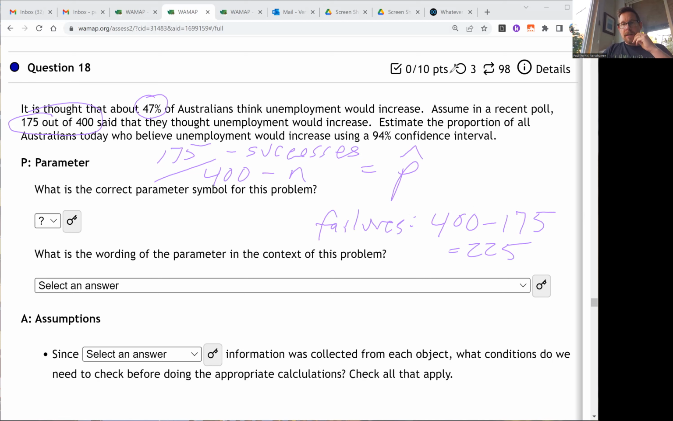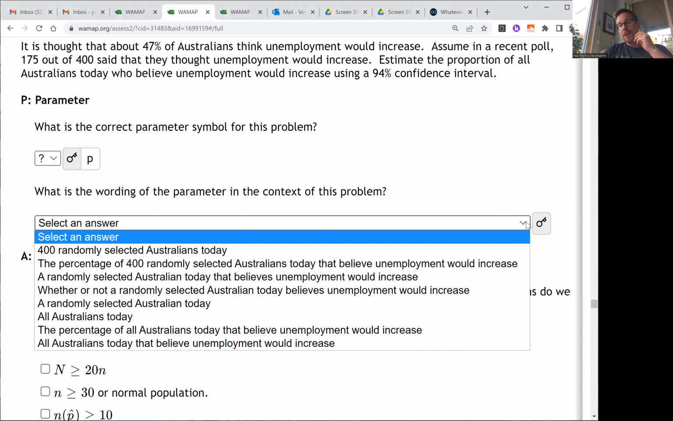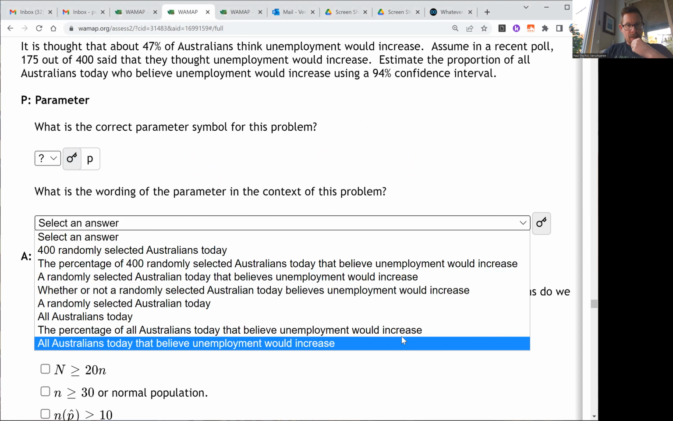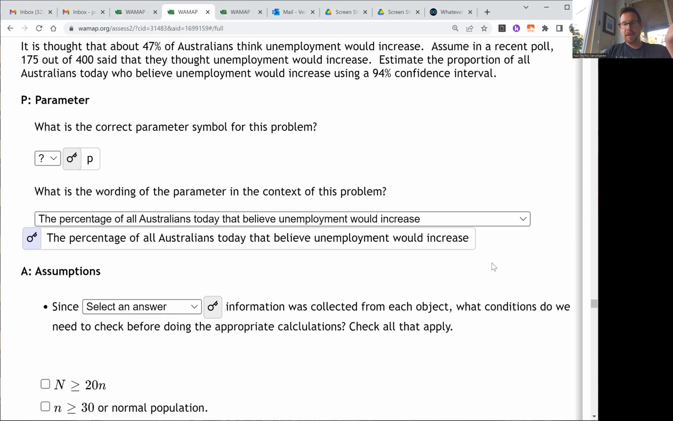So I'm going to clear this out, and let's look at the specific thing. The parameter for this, we're working with proportions. So the parameter is a number about the population. That would be the letter p, with no hat. And what's the wording of the parameter in the context of the problem? When you look at this list, you're looking for the one that talks about all Australians. You're not talking about 400 Australians because that's the sample. We want to know the proportion of all Australians that think unemployment would increase. So let's find that in this list, and this would be the one: the percentage of all Australians today that believe unemployment would increase.